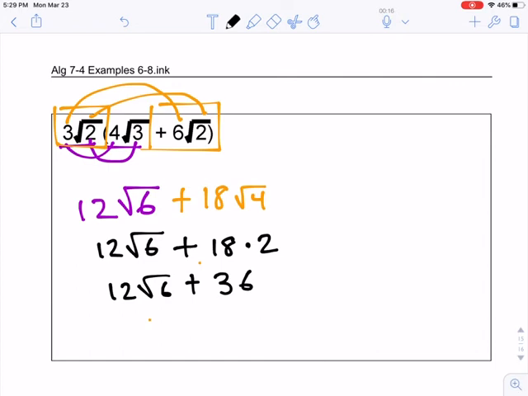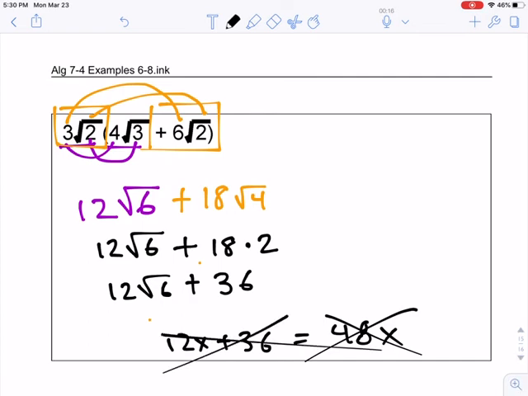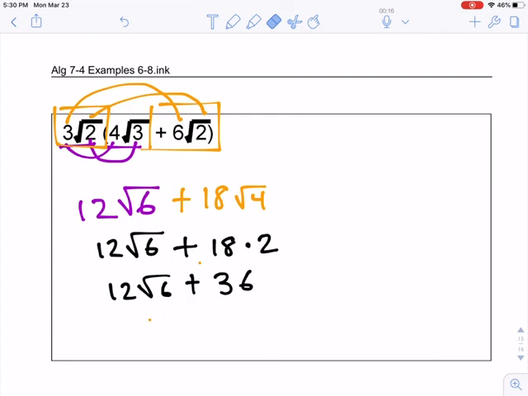And again, this is like that problem we had a couple before where we know we can't combine this because you got to think about the square root of 6 almost as a variable. All right, and so you wouldn't add 12x and 36 and get 48x, because that's not how it works. It does not work that way. So that's why we leave this how it is and recognize that it is completely simplified.